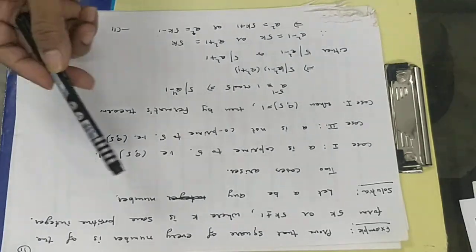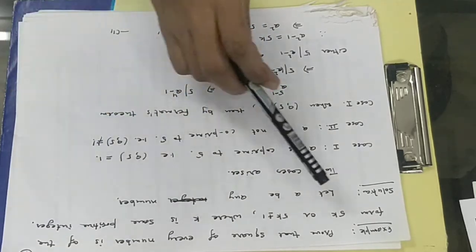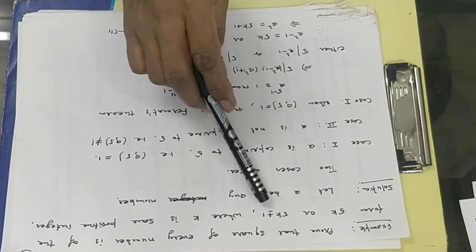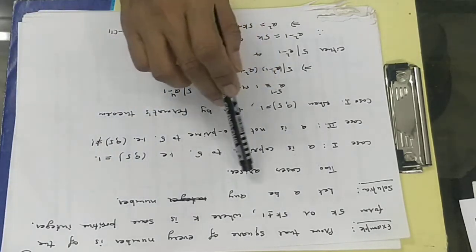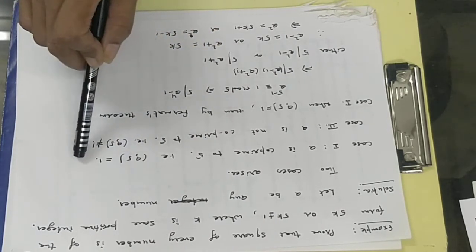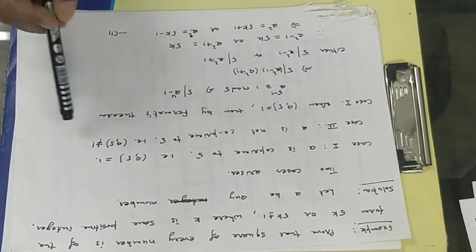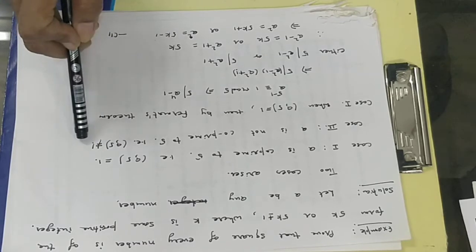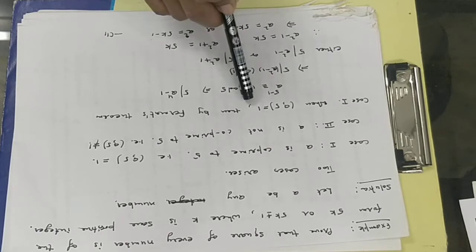Let's take more examples. That is, prove that square of every number is of the form 5k or 5k plus minus 1, where k is some positive integer. Let a be any number. Now two cases arise. First one is when a is co-prime to 5, that is GCD of a and 5 equal to 1. Second case will be when a is not co-prime to 5, that is GCD of a and 5 is not equal to 1. Now let's take the first case, that is a and 5 are co-prime.